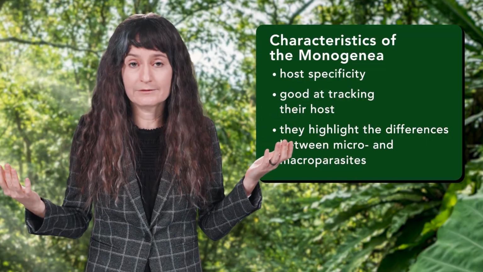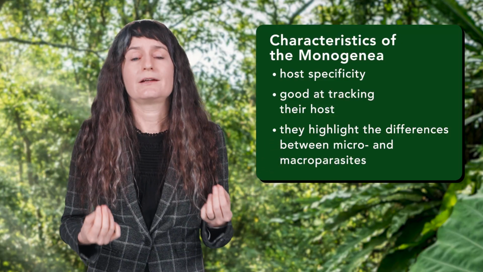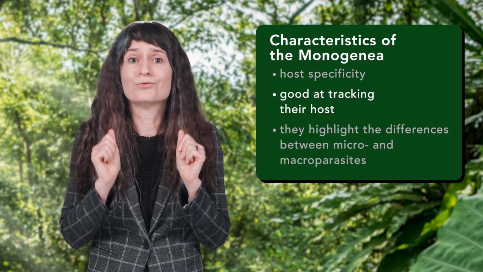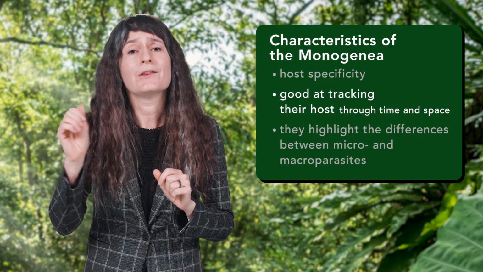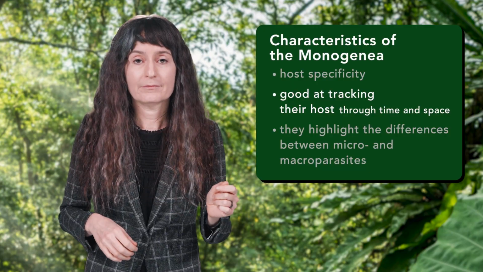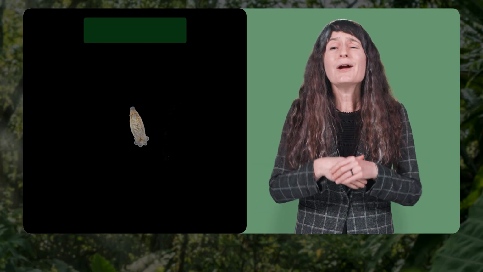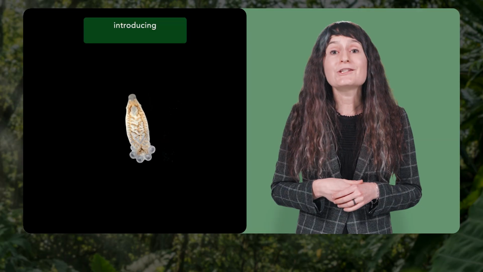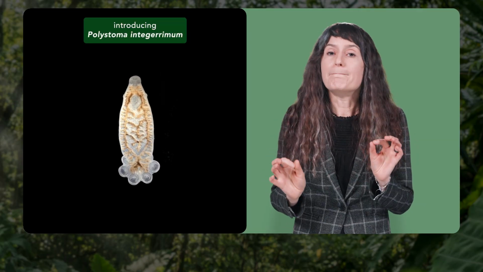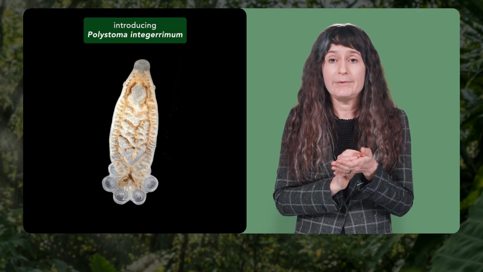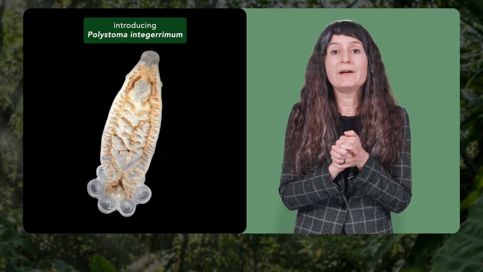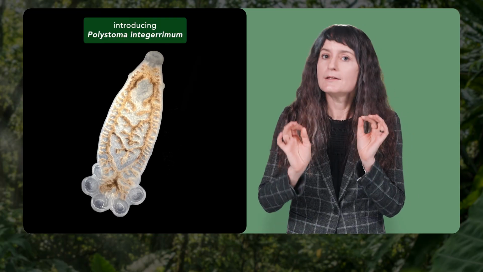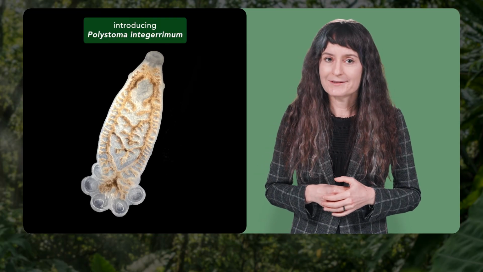Anyway, interlude over. Because they're so host-specific, the monogenes have gotten really, really good at tracking their hosts through time and through space. To show you an example of this, I want to introduce you to Polystoma integerrimum, which is a monogene parasite that infects amphibians. In fact, Polystoma integerrimum loves to live in frog cloacas.